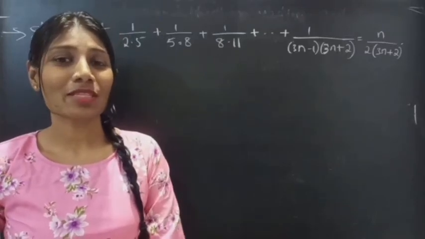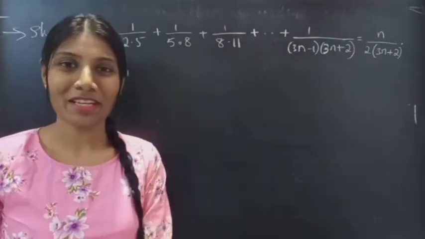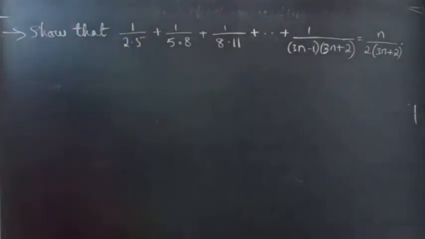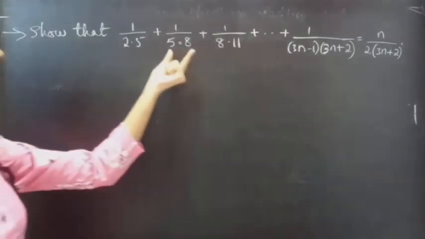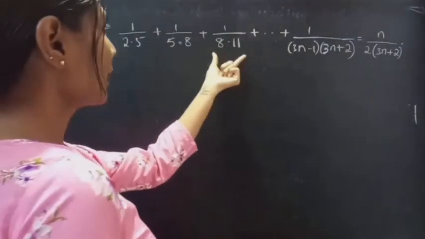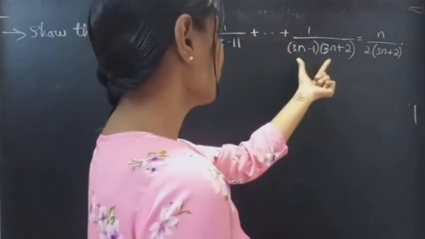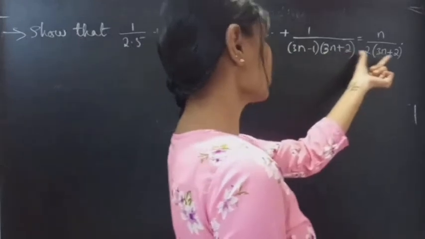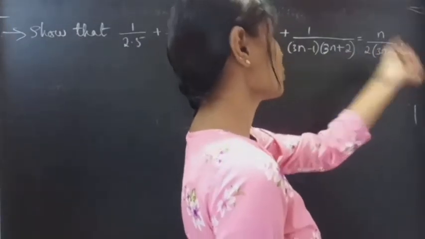In this video, we are going to see a problem from mathematical induction. So let's get started. Problem: show that 1/(2×5) + 1/(5×8) + 1/(8×11) + ... + 1/((3n−1)(3n+2)) = n/(2(3n+2)).